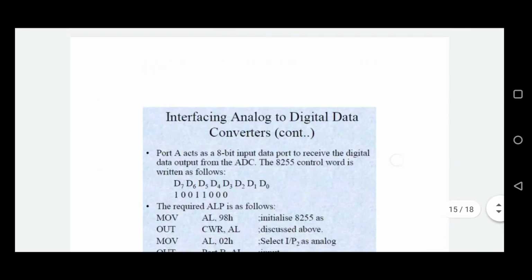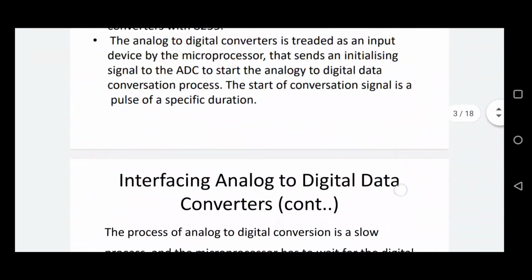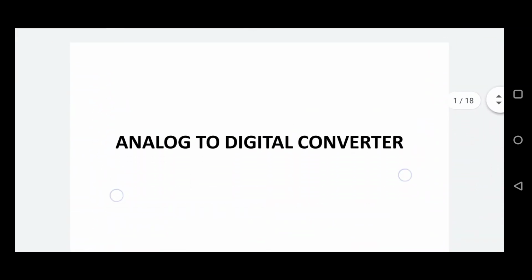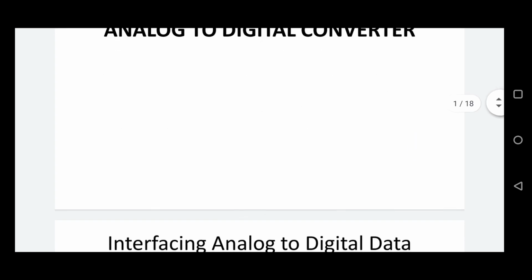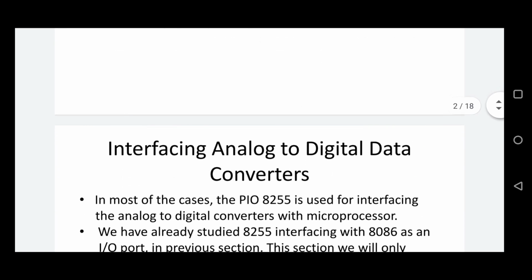Overall, the ADC, that is the analog to digital converter, is a technique which converts analog data into digital data. So that is the concept of ADC interfacing with the 8086 microprocessor.